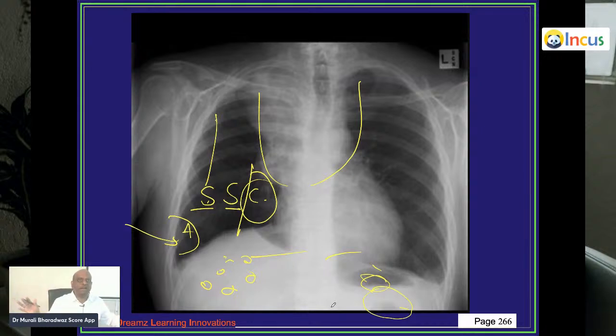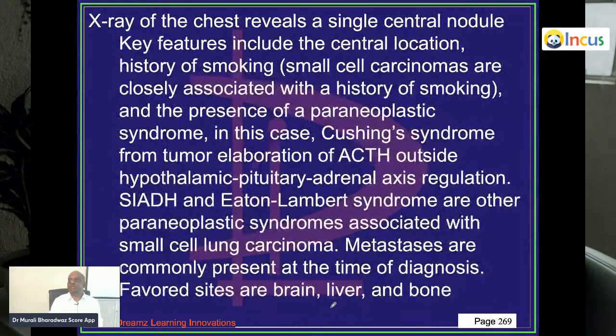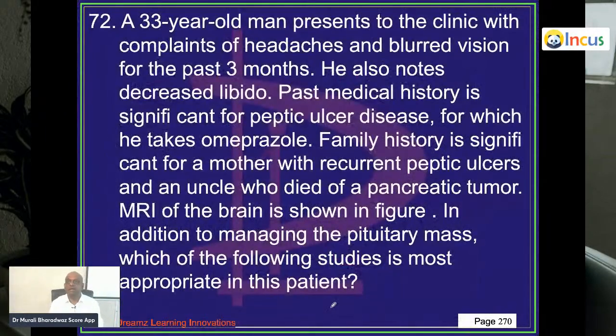And because of this running tendency, is there any role for surgery? Where will you cut? You have to cut the whole body. You have to take the patient to a butcher or a mutton shop and you have to cut. No role for surgery in small cell carcinoma. Only there is a role for chemotherapy, radiotherapy. All right? So it is a small cell carcinoma.